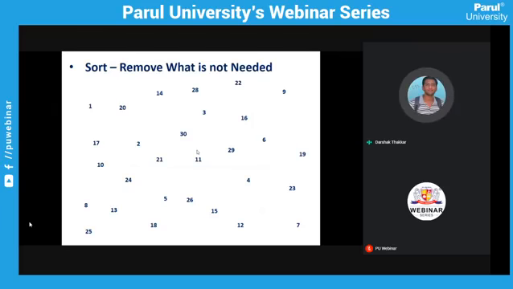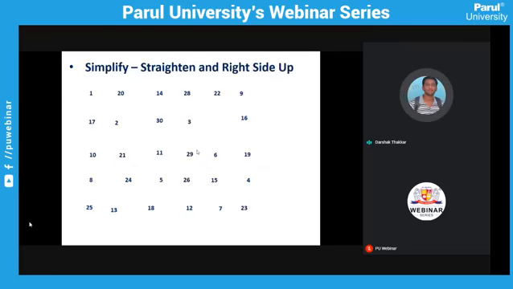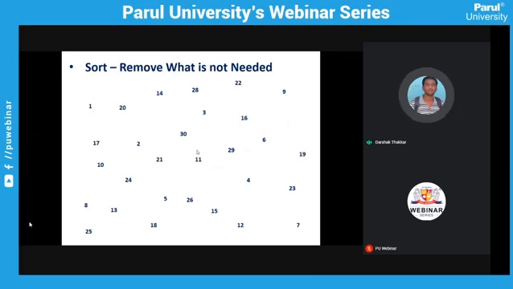So in the first S, we have removed the unnecessary items. Like in this particular slide, we have removed the symbols which are unnecessary for us, right? Because we are looking for the numbers, we jump into the next, set in order or simplify, right? What we have done is just arranged all the numbers in a proper manner, because in that there were in an uneven manner, right?